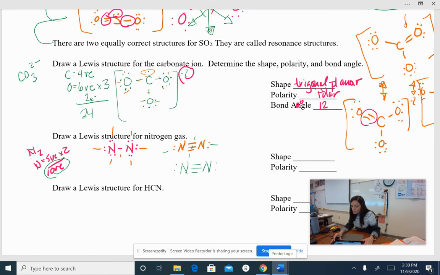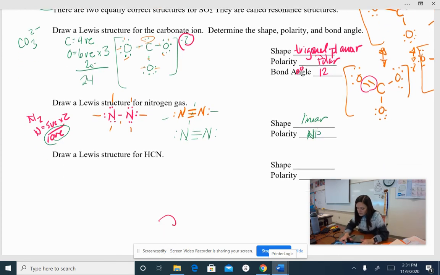So remember, the only thing I can do between 2 atoms is align linear. And because nitrogens are equal in terms of their electronegativity, the equal pull of the electrons is going to make them nonpolar.